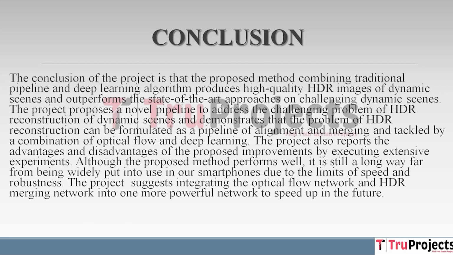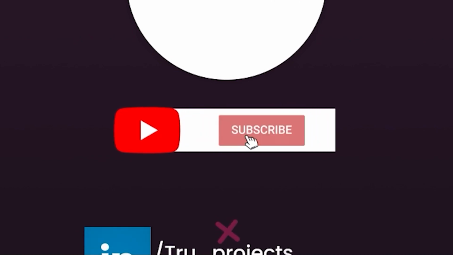The project also reports the advantages and disadvantages of the proposed improvements by executing extensive experiments. Although the proposed method performs well, it is still a long way from being widely put into use in our smartphones due to the limits of speed and robustness. The project suggests integrating the optical flow network and HDR merging network into one more powerful network to speed up in the future. Thank you for watching the video.